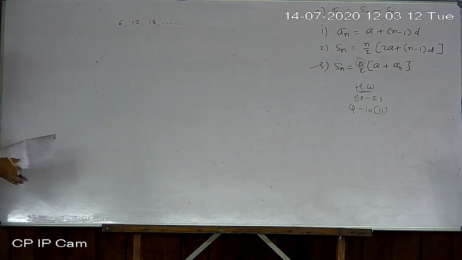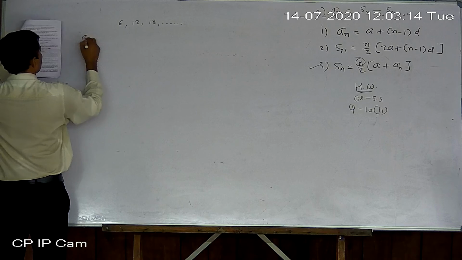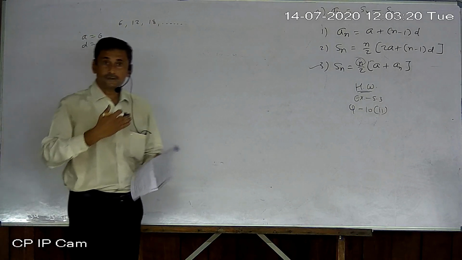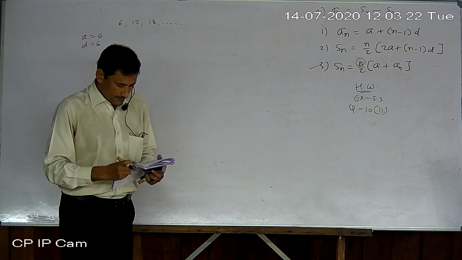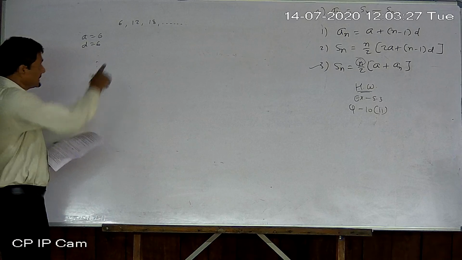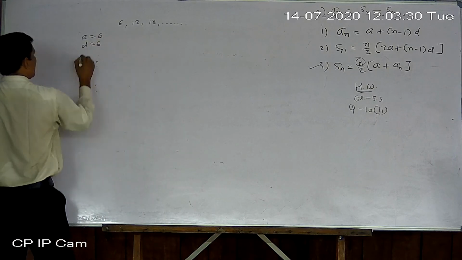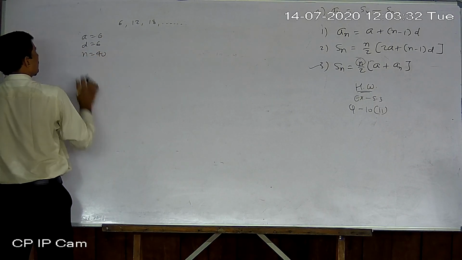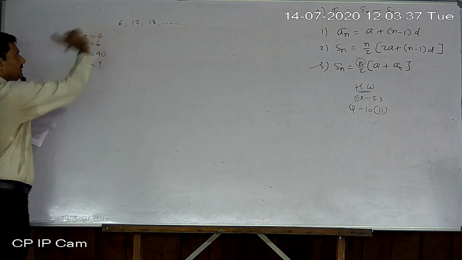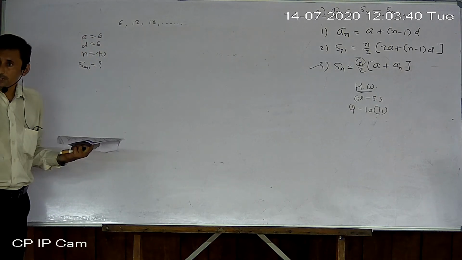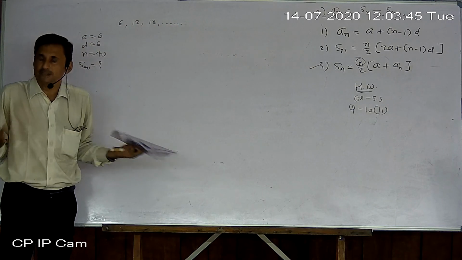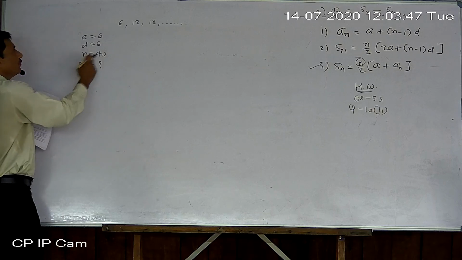How many terms? 40. So you can write A equal to 6, and D also 6. Why have I written 6, 12, 18? Because the sum of first 40 positive integers divisible by 6 means they should be multiples of 6. So N equals 40 is given. What you have to find is Sn only, S40 only. So use the second formula. Very simple. Divisible by 6 means the table of 6, and that is an AP. The table of 6 is an AP only, but up to 40 terms.